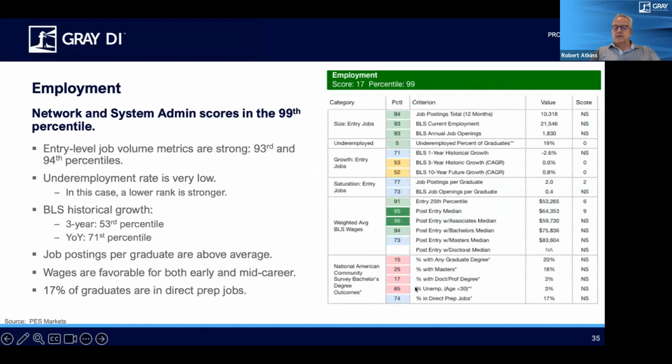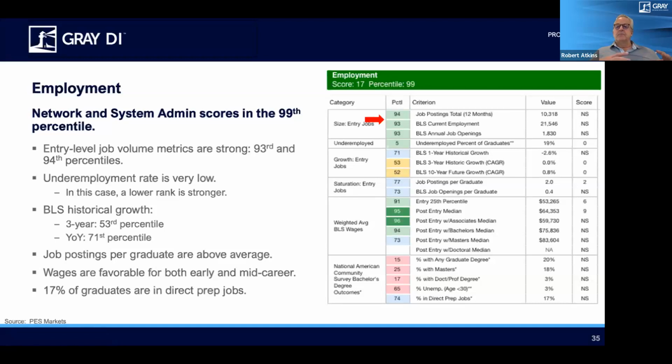Finally, my percent direct prep jobs. Let's slow down. We'll go through this in a little bit more depth. But I wanted to give you a sense of how you could look at this relatively quickly and understand what's going on. So as I mentioned, it looks like we've got jobs available. We're at the 93rd, 94th percentile in terms of current employment.